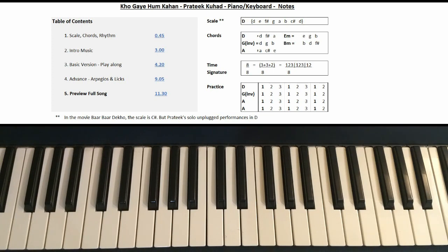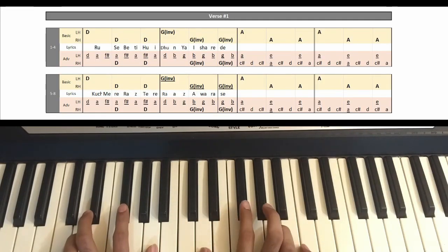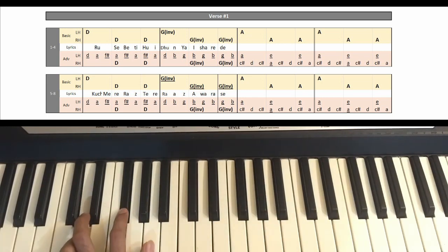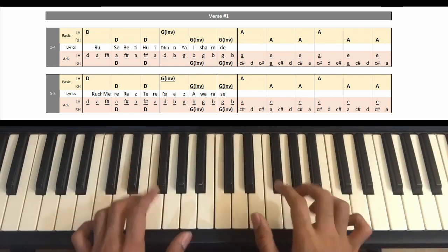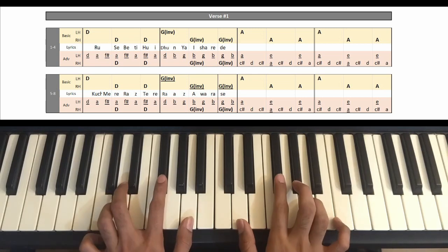Okay. What we do is we add arpeggios in the left hand. So in the left hand, instead of just playing these chords, we add alternate notes of the last two notes of the chord in the left hand. So along with the arpeggios, your verse will sound something like this.